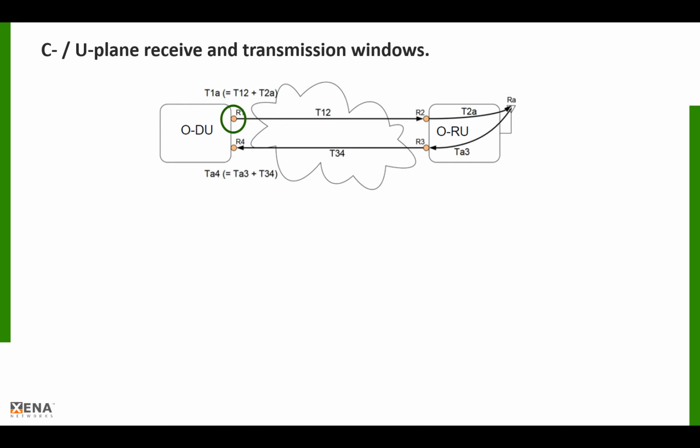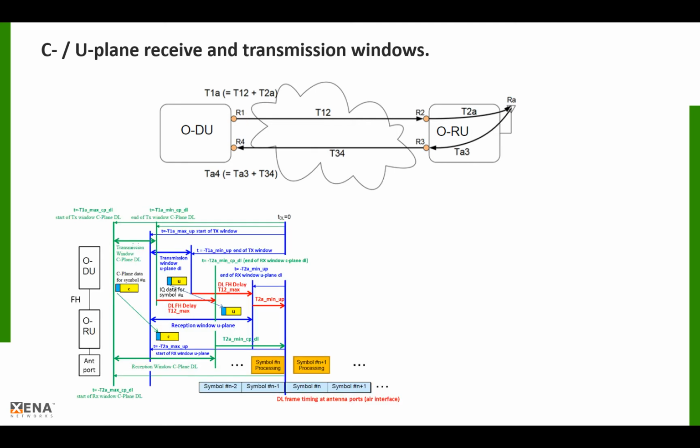If data is transmitted too early, there's not enough buffer to store it at the RU, and if data is transmitted too late, it'll not make it to the antenna in time for transmission. In both cases, data will be lost. Separate transmission windows apply for the C-plane and the U-plane.